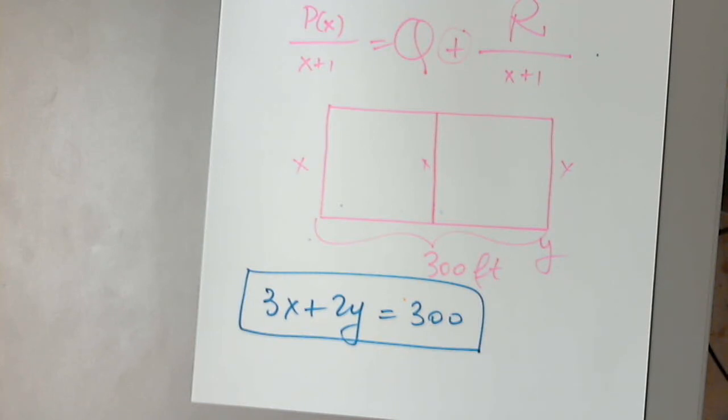Can you repeat this? Yes. So I put fencing here, here, and here. So I have 3x. And I put fencing here, y, and another y. So I have plus 2y.